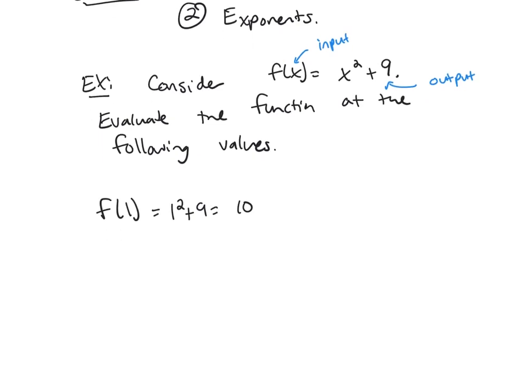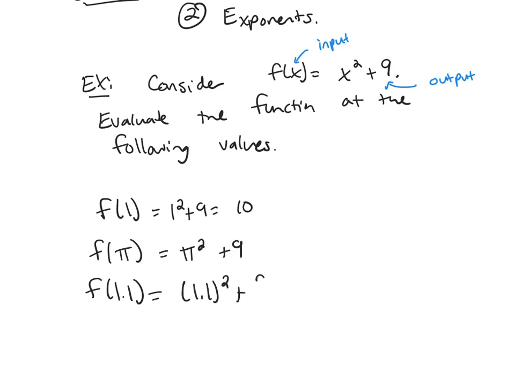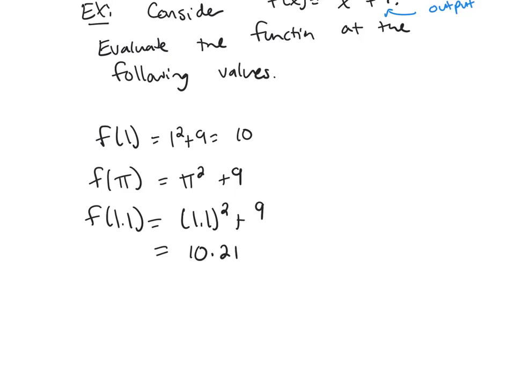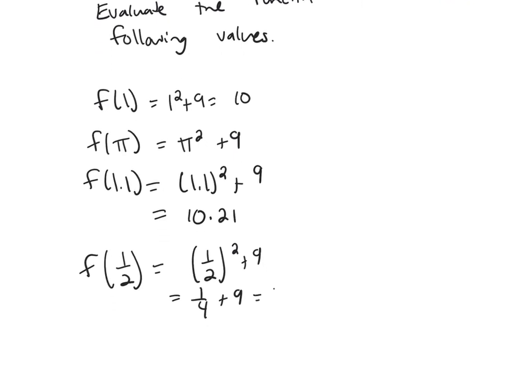Now you can plug in numbers that are not just whole numbers or integers. You can plug in like pi. It would be pi squared plus 9. You can even plug in decimals, 1.1. And this would be 10.21. You can plug in fractions, 1/2 squared plus 9, 1/4 plus 9. If you get a common denominator, this would be 37/4.